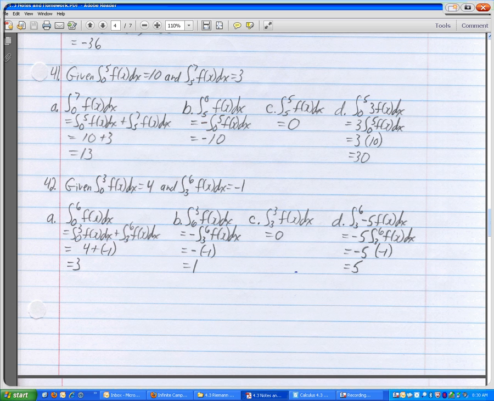Another property comes up here in part C. The integral from a to a of f of x dx equals 0. So the integral from 5 to 5 of f of x dx equals 0. The reason for that is there's no region. Okay, there's just a little line segment. Line segments don't have areas.